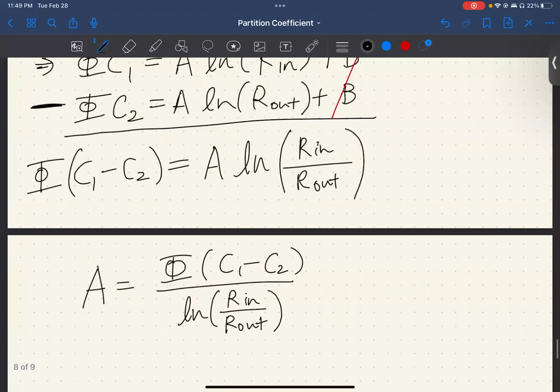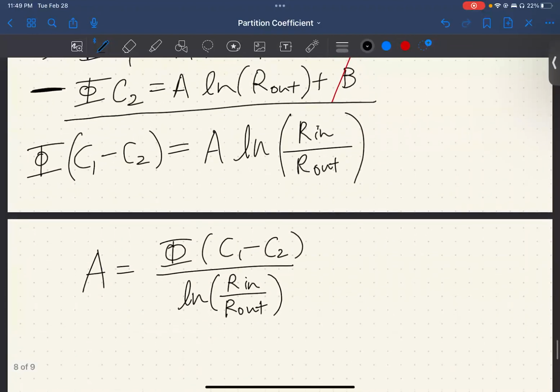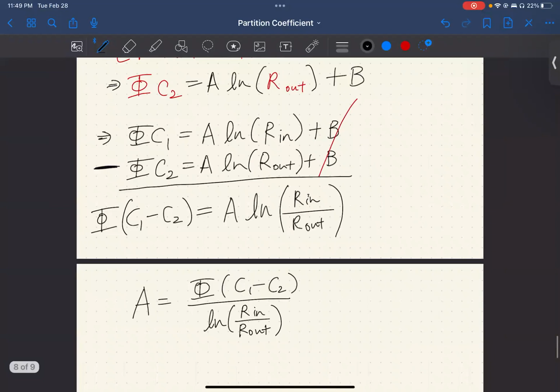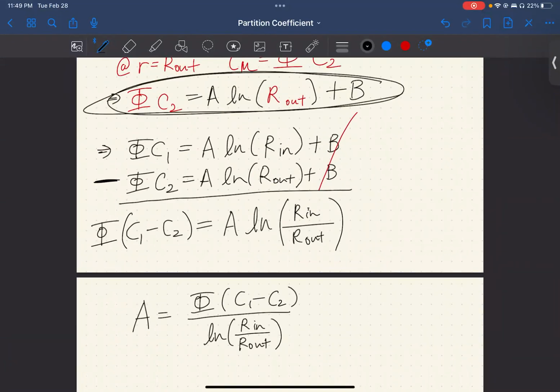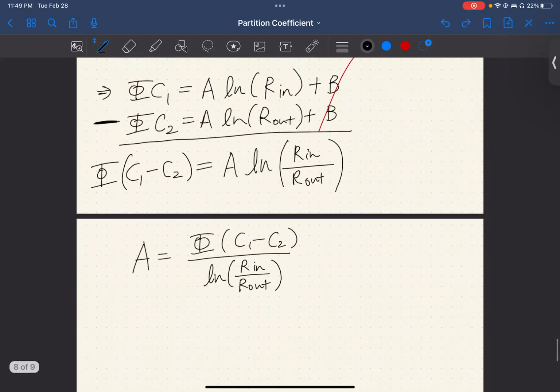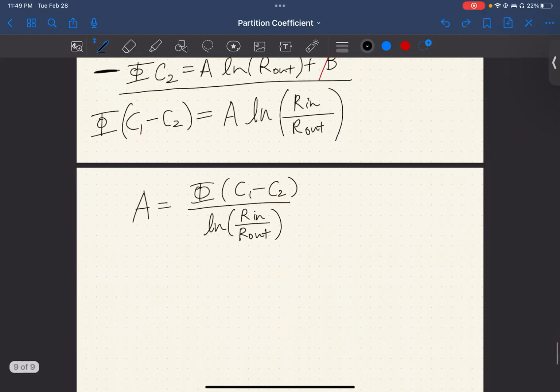Now, what about our B? Well, let's actually use what we just found most recently. We're going to simply rearrange for B. Let me rewrite it out right here. We have this from our previous result: partition coefficient times C2 is equal to A natural log r out plus B.